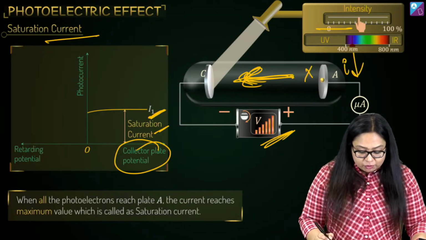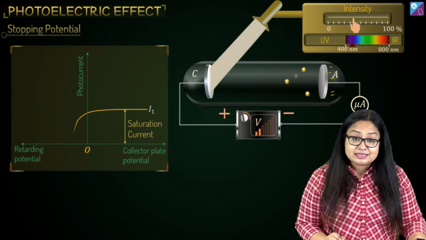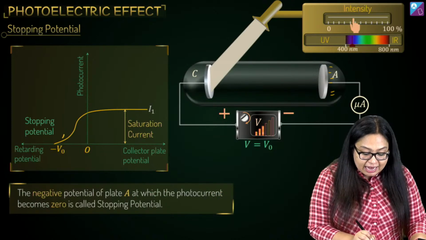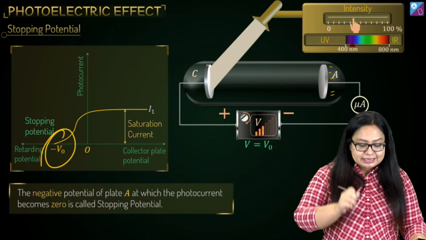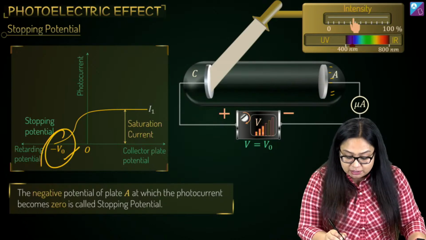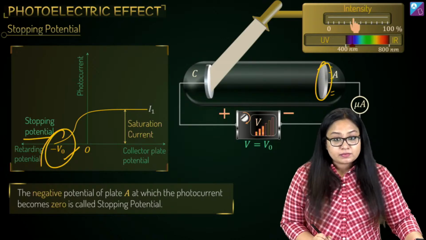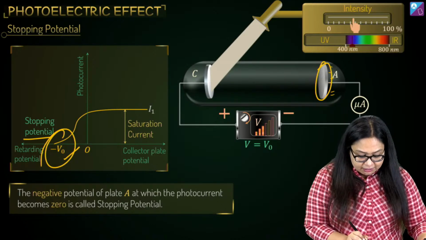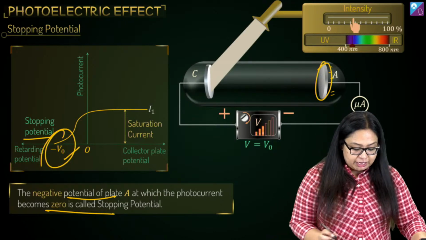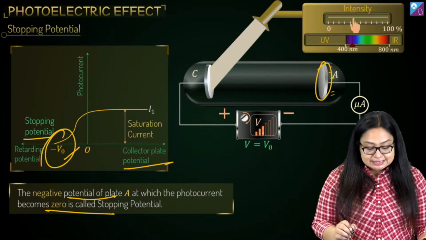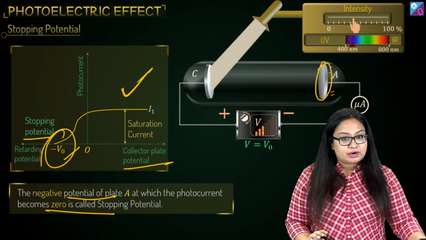When all the photoelectrons reach plate A, the current reaches its maximum value. But if you apply potential the other way, at a certain negative potential, the photocurrent will decrease and become zero. None of the ejected photoelectrons will be able to reach the anode, and that negative potential is called stopping potential. The negative potential of plate A at which the photocurrent becomes zero is called stopping potential. So this is the graph that comes out. If you keep changing the collector plate potential, this is the variation in current, and this is the variation at a particular value of intensity. Alright? Okay.